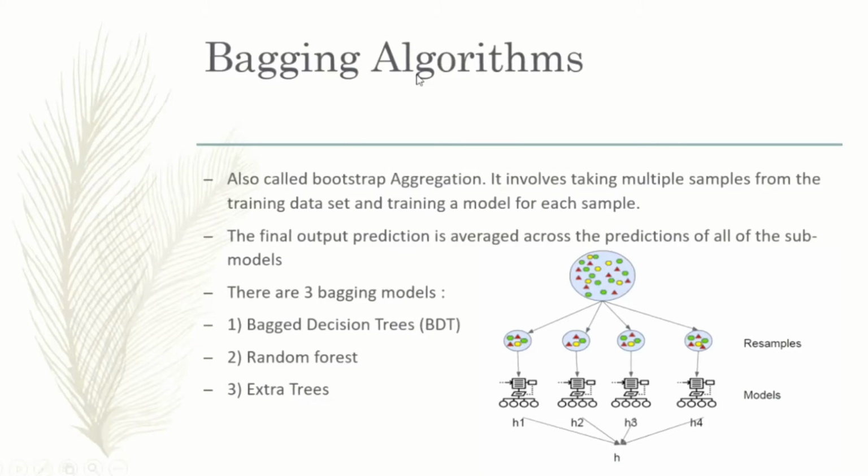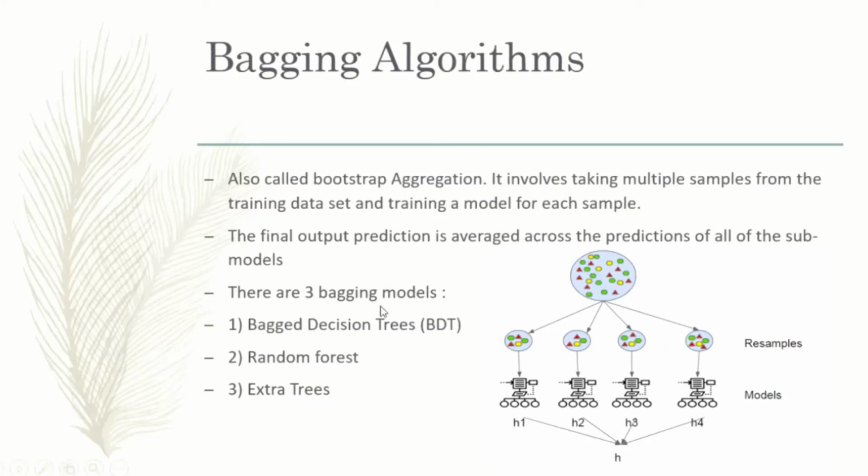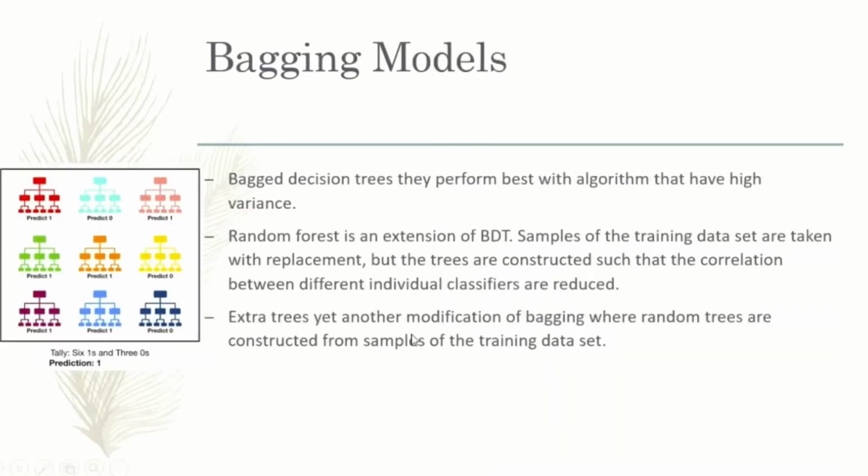So this is bagging, wherein I take multiple samples, each goes through a training model and gives me a prediction, and this is voted upon. This final output is then averaged across the predictions of the submodels. Now let's see the bagging models. First is bagged decision tree or BDT. They perform best with algorithms that have high variance. High variance means the spread of the data is huge, so that you can make very different decision trees.